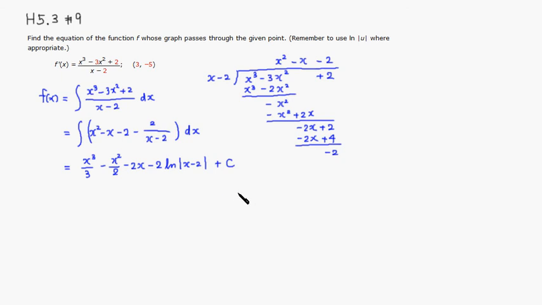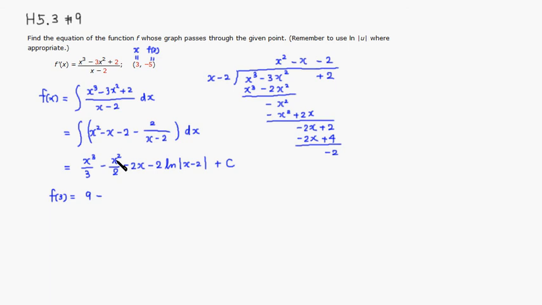Now we have to use the given condition. It says that if x equals 3 is plugged in, f of 3 is equal to negative 5. So we use that to find this constant c. So let's find f of 3. If you plug in 3 for x, 3 cubed over 3, so one of the 3's cancels out, so 3 squared, which is 9.